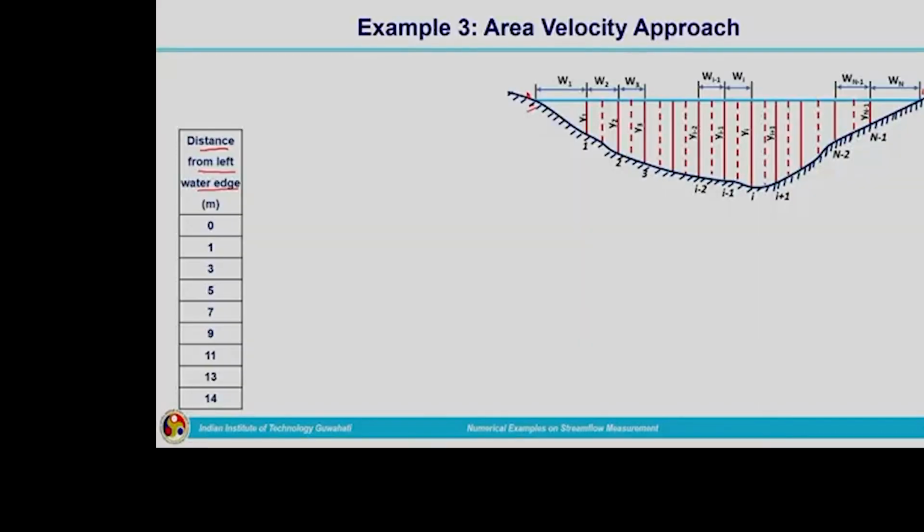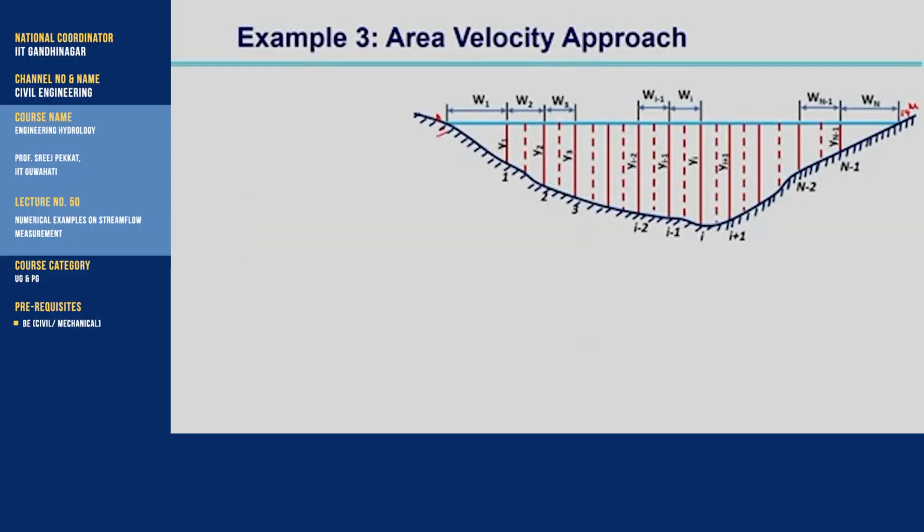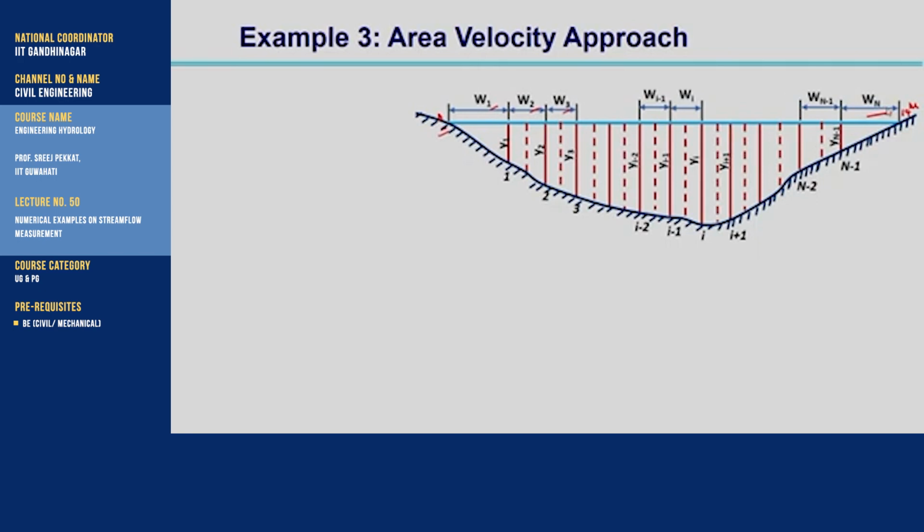So, this cross section has to be divided into a number of strips, and we will be computing discharge through each strip. The distance from the left bank is given, so we need to get the width of each strip. In this way, as shown in the figure, we will be dividing the cross section into different strips. Each strip will have width W1, W2, W3 up to Wn. So, we can compute these W1, W2, W3 etc.